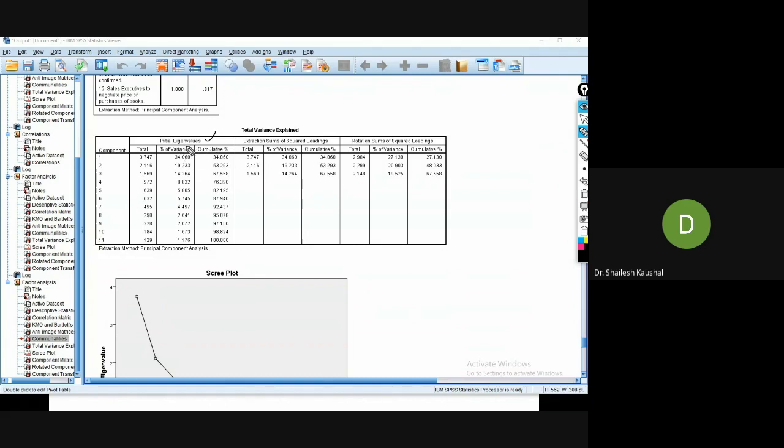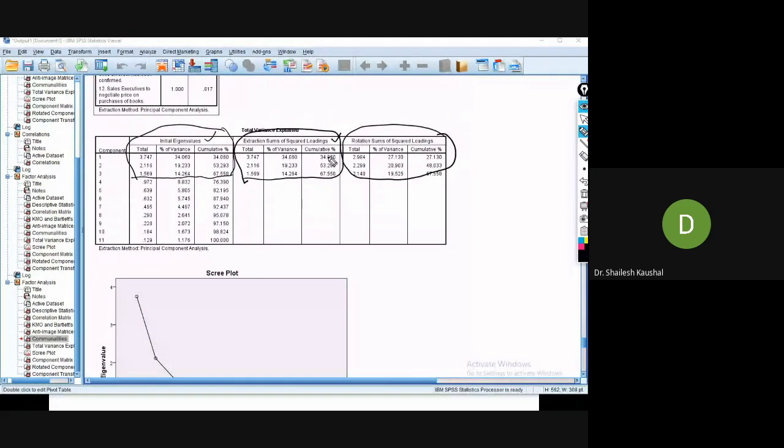The initial value and extraction sum of squares. It's the same. This table and this one, it's the same table. All the values you can see here, only the rest of the variables' values are removed, and the value is slightly different, because it is rotated.